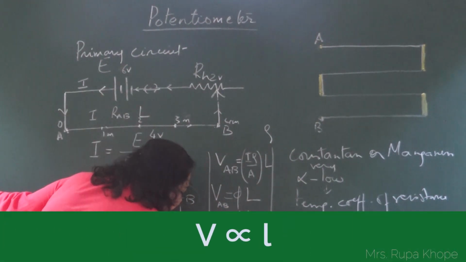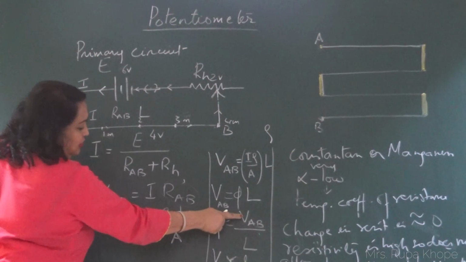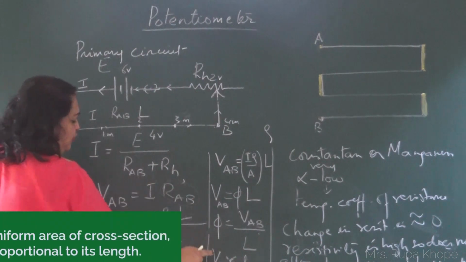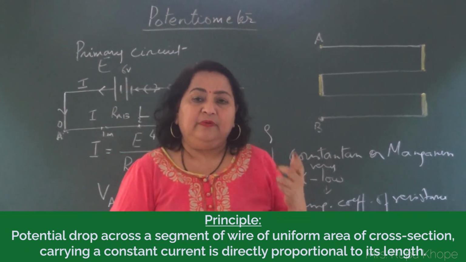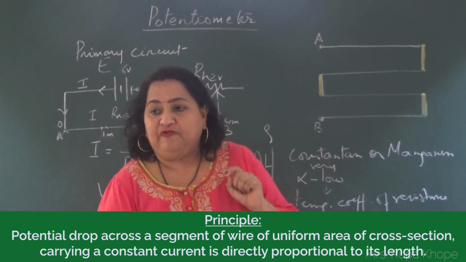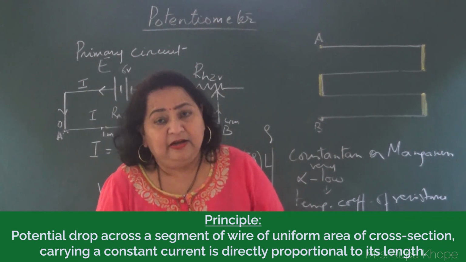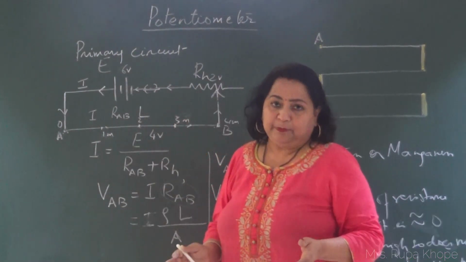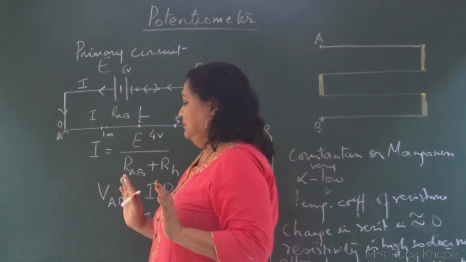So we can write here V is directly proportional to length. So V is phi, which is a constant, into L. So even at these 2 points, that voltage is directly proportional to the length of that segment. So what is the principle of a potentiometer? When a constant current flows through a potentiometer wire of uniform area of cross section and constant resistivity, of the same material, then potential difference across any 2 points of the wire is directly proportional to the length of that section of the wire. This is the principle of a potentiometer.